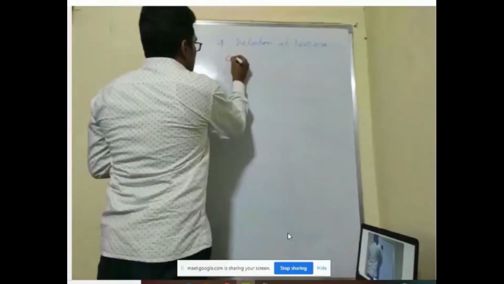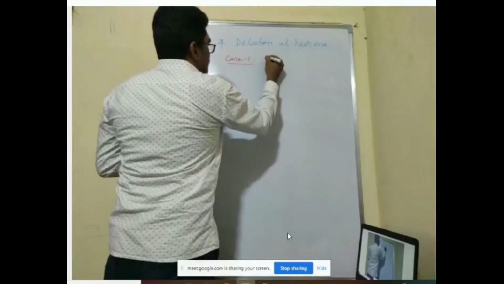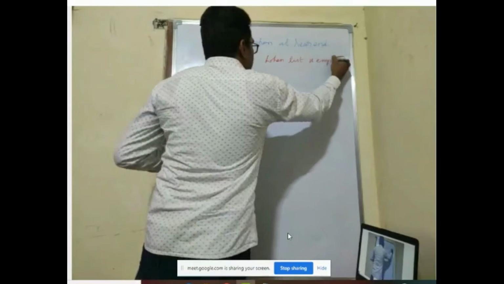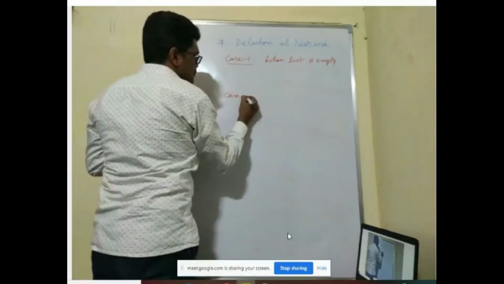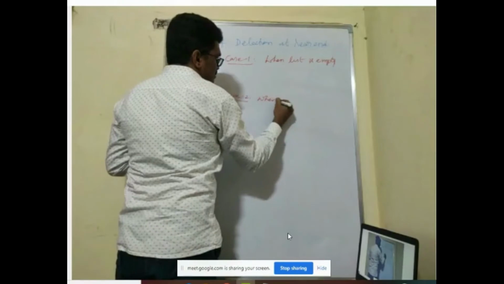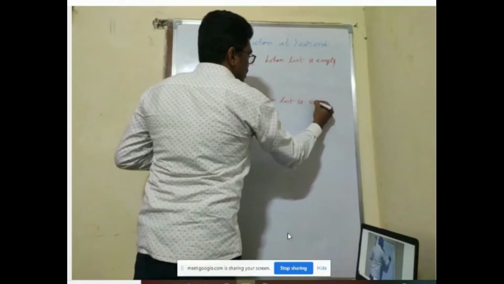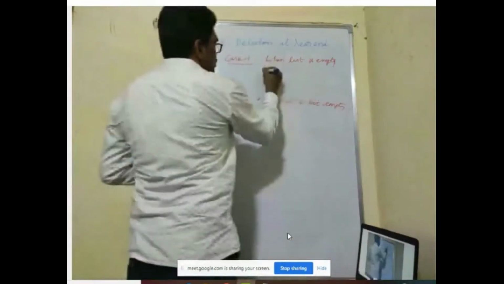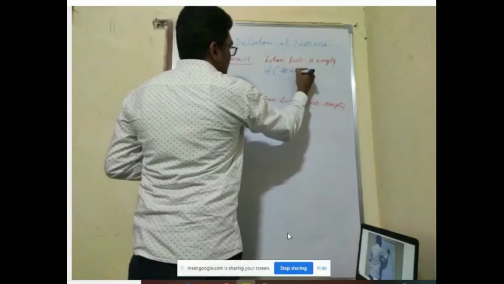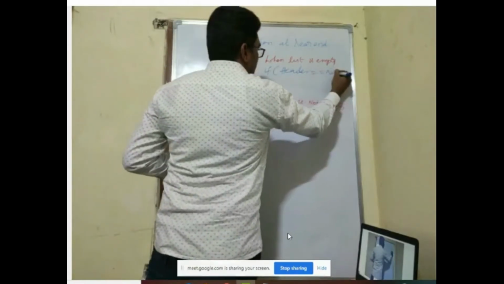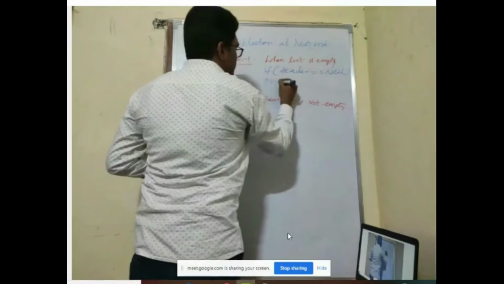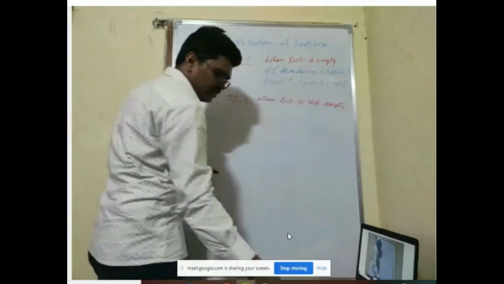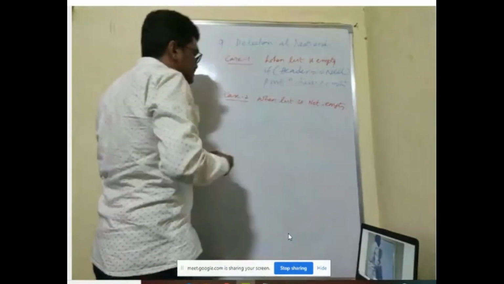Here also, case 1. So what is case 1? When the list is empty. Case 2, when the list is not empty. As usual, if the list is empty, we are not going to do anything. You can check the condition: if header is equal to null, we'll just print a message, list is empty. Nothing different in it.